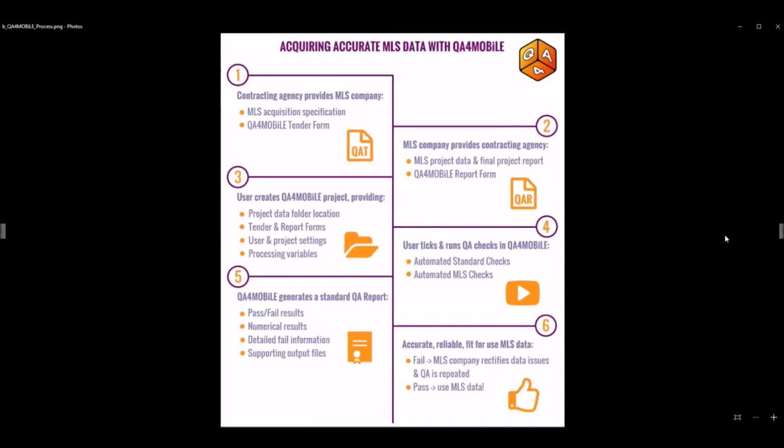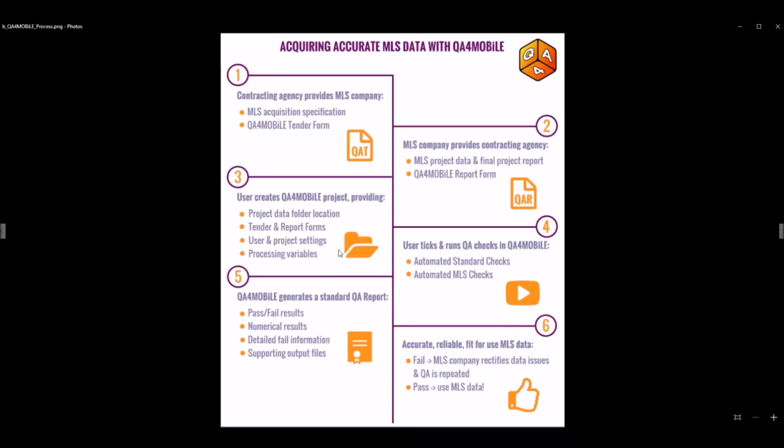The process of acquiring accurate MLS data with QA for mobile involves the contracting agency providing the MLS company with the acquisition specification and tender form, the MLS company providing the contractor with the acquired data, project report, and report form. The user then creates a QA for mobile project providing the data and forms.